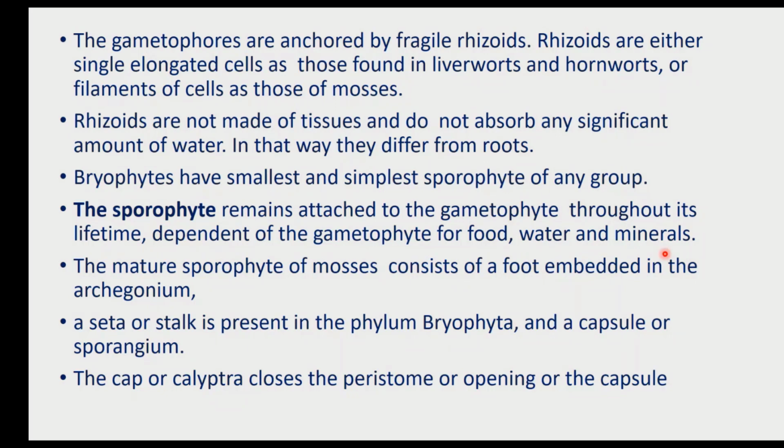So if they ask which organism has the smallest and simplest sporophyte of any group, you will know they are referring to the bryophyte. The sporophytes remain attached to the gametophytes throughout their lifetime and depend on the gametophyte for food, water, and minerals. The mature sporophyte of mosses consists of a foot embedded in the archegonium, a seta or stalk, and a capsule or sporangium. A cap or calyptra closes the peristome, or opening of the capsule.